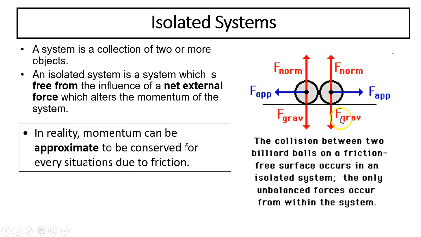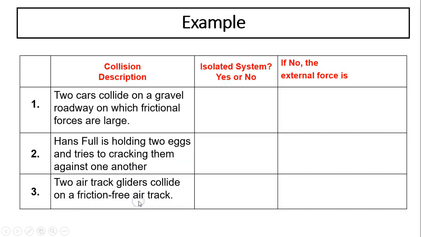So this is an isolated system. In reality, however, momentum can be approximated as conserved for every situation despite friction, because in everyday situations there is always friction and air resistance. But the friction is very small compared to the impact force during a collision. That's why friction can be ignored. Therefore, momentum is approximately conserved.